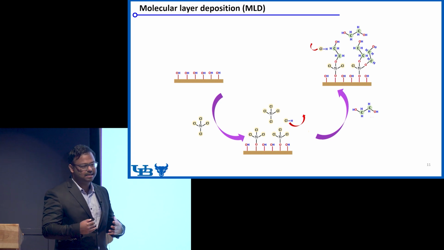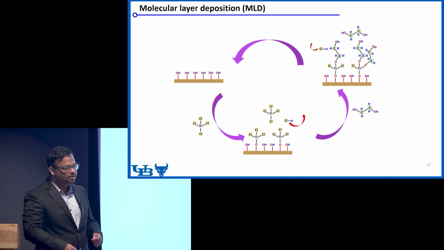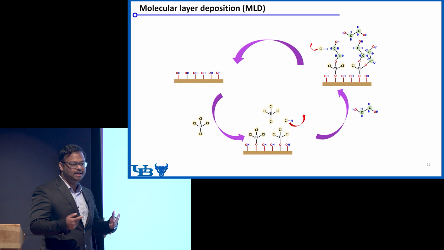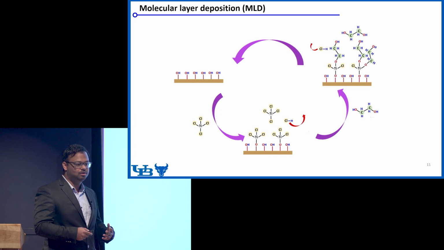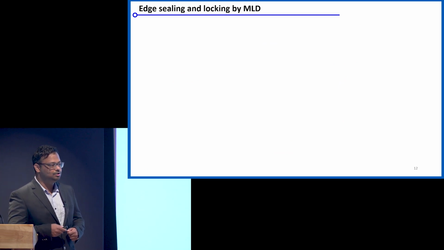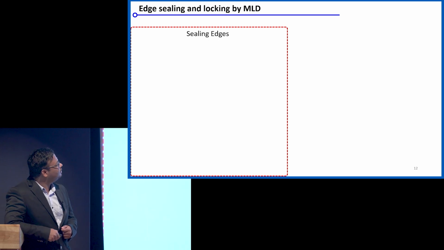This network structure is dense in nature and does not allow any permeance of solvent. And we can keep repeating this step in an automated system n number of times as we wish. Each of these cycles is called one cycle of MLD, and we can control the number of cycles to control the growth on our graphene oxide. So what does MLD actually do to graphene oxide? The first thing is MLD seals the edges of graphene oxide.